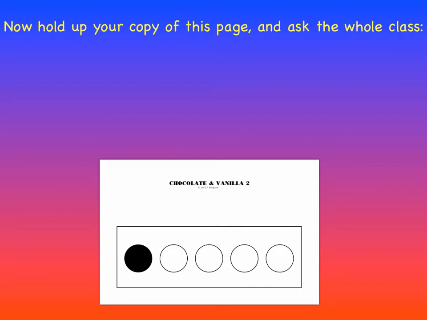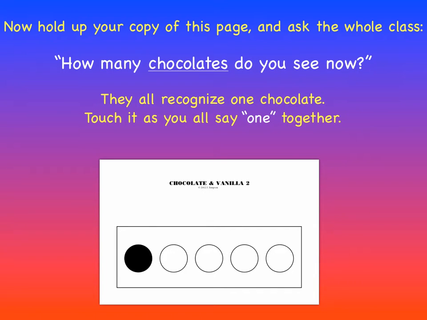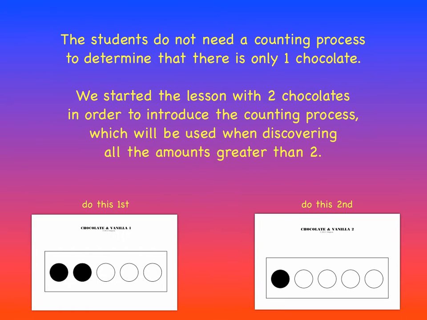Now, hold up your copy of this page and ask the whole class, how many chocolates do you see now? They all recognize 1 chocolate. Touch it as you all say 1 together. The students do not need a counting process to determine that there is only 1 chocolate. We started the lesson with 2 chocolates in order to introduce the counting process, which will be used when discovering all the amounts greater than 2. So you do 2 first and then 1.